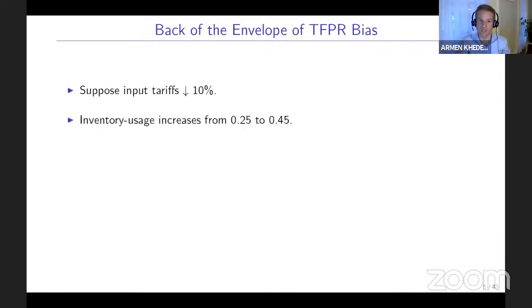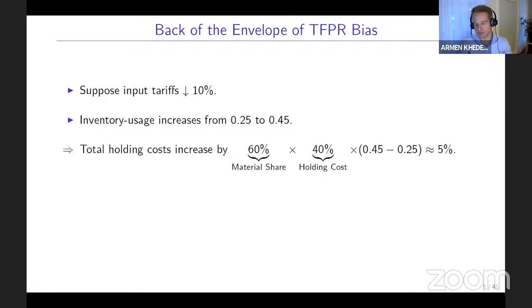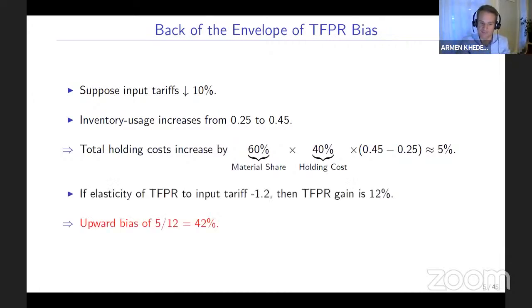Okay, a quick back-of-the-envelope calculation for how this might affect the elasticity of TFPR to tariffs. Suppose that input tariffs go down by 10% and that the inventory usage ratio goes from 0.25 to 0.45. Making the same calculation I did previously, the holding cost goes up by 5%. If we estimated the TFPR elasticity to input tariffs to be minus 1.2, then the TFPR gain is 12%. But if we didn't account for this 5% additional cost, there would be an upward bias in the elasticity of around 40%.